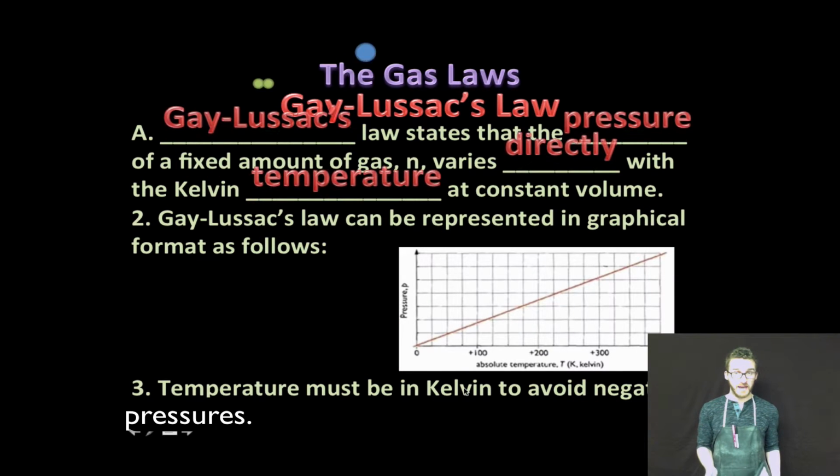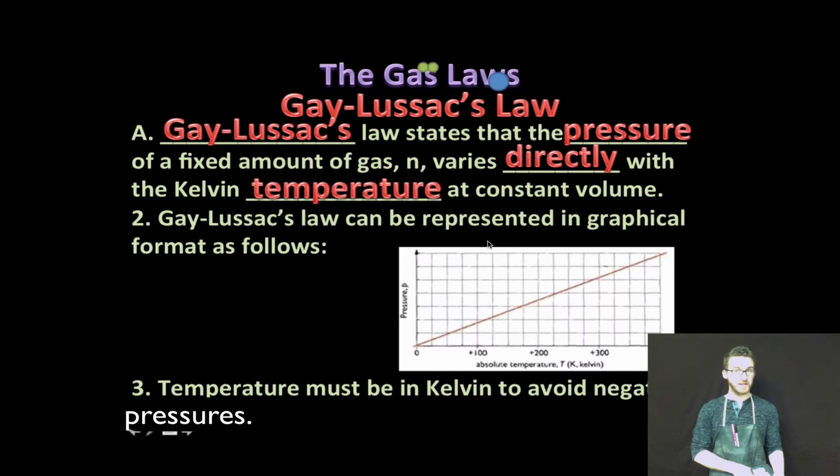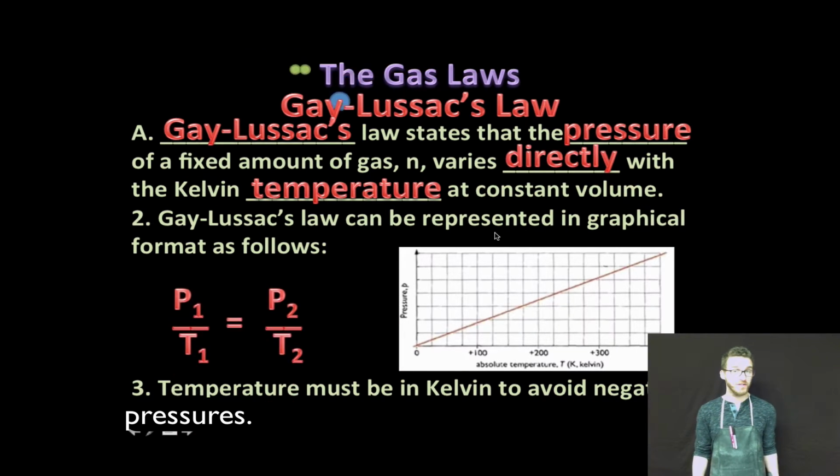Now, once again, you want to be comfortable expressing this gas law in graphical format. A direct relationship, you're going to need a nice linear relationship between pressure and the Kelvin temperature. Once again, because temperature is involved in Gay-Lussac's law, you want to make sure that it's on the Kelvin scale.